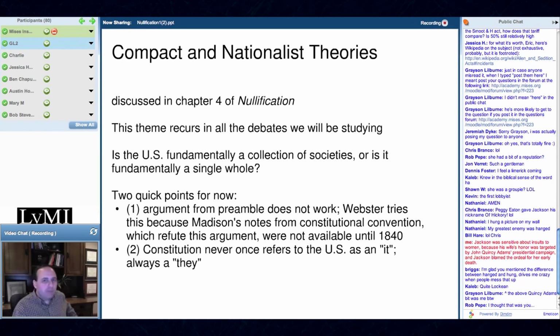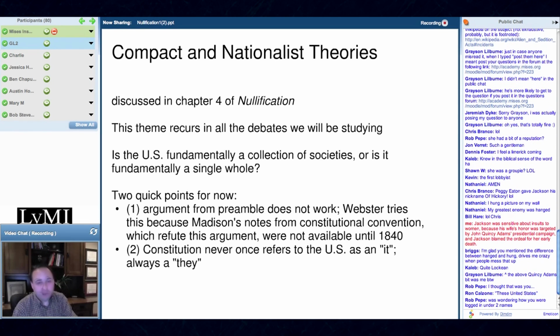Now, I have not been able to find a full-fledged, step-by-step exposition of the nationalist theory of the Union until the 1830s. There is no such exposition. However, there are detailed expositions of the compact theory, that you see in Jefferson and in the whole Jeffersonian tradition. St. George Tucker, who writes his constitutional commentaries, and so on.